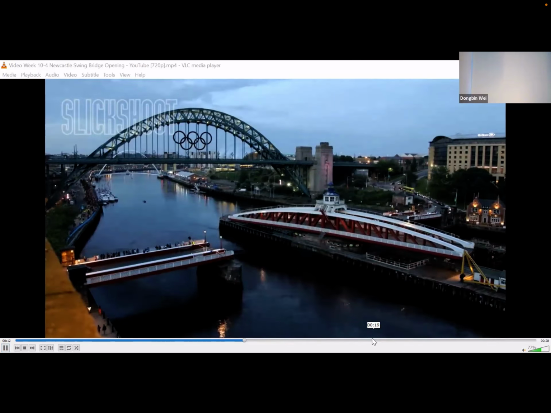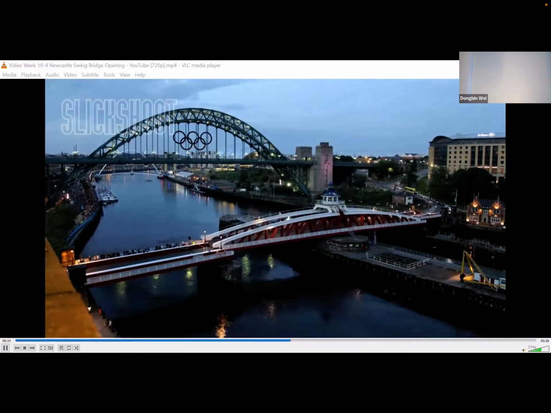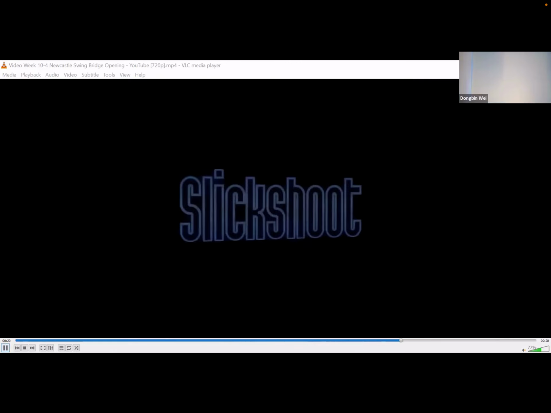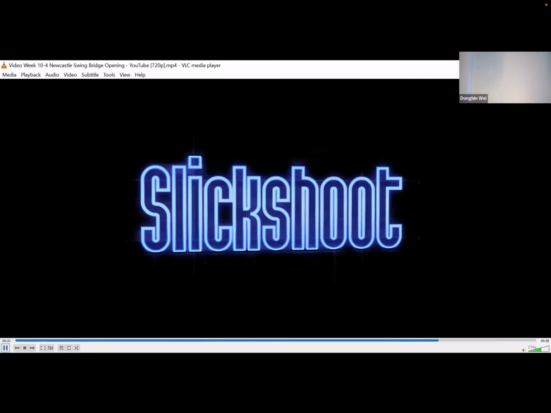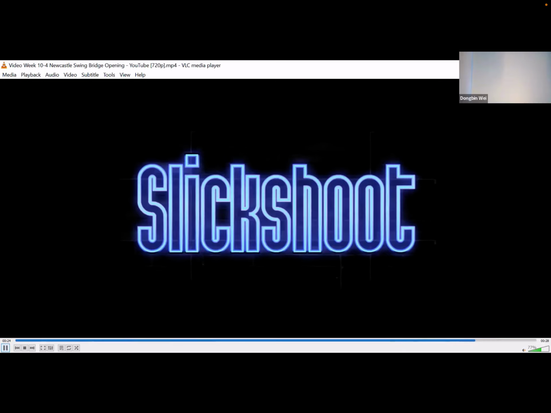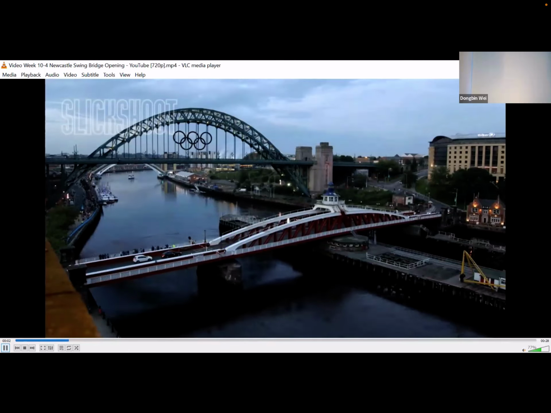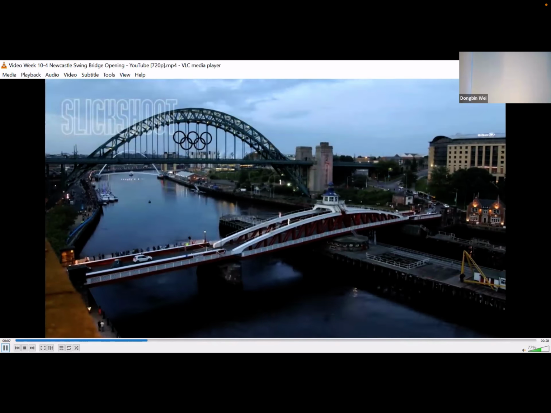Okay, so this is a swing bridge. Have a look. And the swing bridge can open and close.